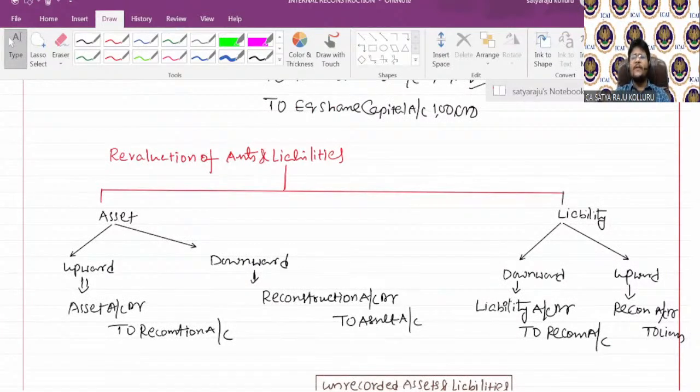Sir, next, in case of internal reconstruction, revaluation of assets and liabilities is also going to occur. If it is upward revaluation of an asset, which is a profit, you can transfer it to reconstruction account credit. If it is downward revaluation of an asset, which is a loss, then reconstruction account needs to be debited. In case of a liability, if it is downward revaluation, then profit will arise, so reconstruction account needs to be credited. Sir, if it is upward revaluation of a liability, which is a loss, you need to debit reconstruction account and credit the liability account.